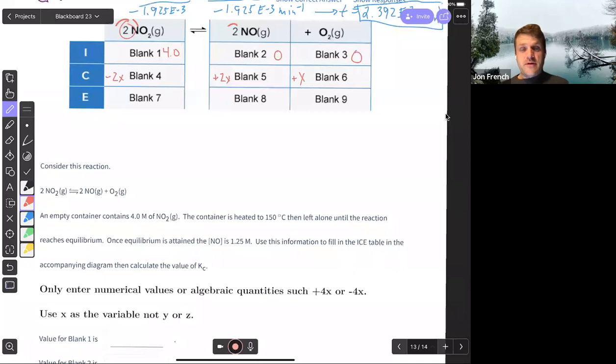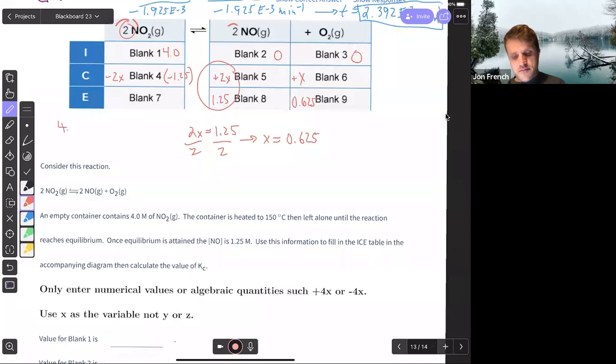All right, now we can find our equilibrium concentrations for all of those because they tell us that the nitrogen monoxide is 1.25. So we know 2X equals 1.25. Divide both sides by 2, X equals 0.625. So that must be my concentration of oxygen at equilibrium.